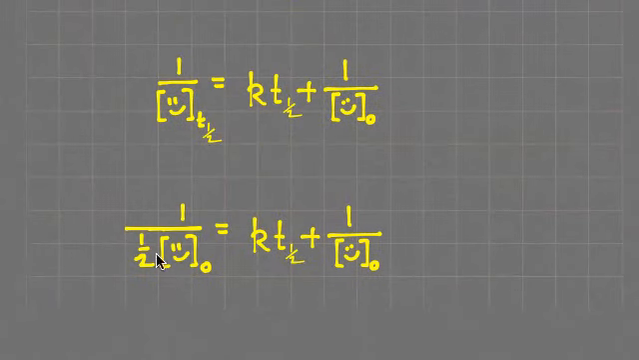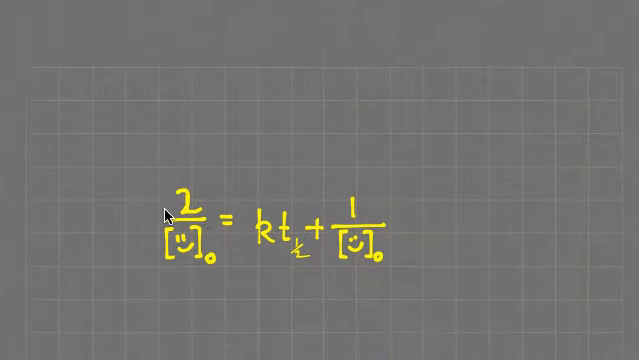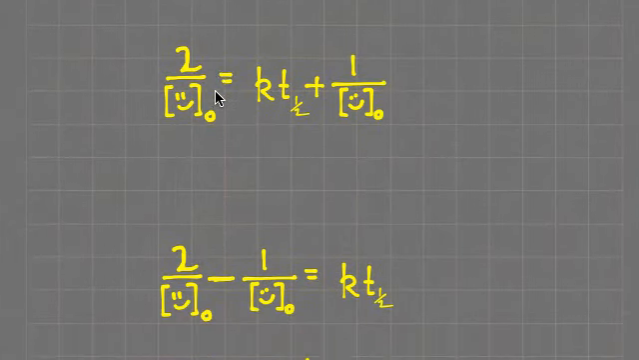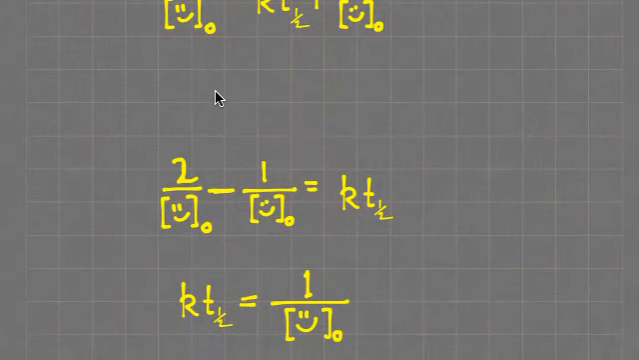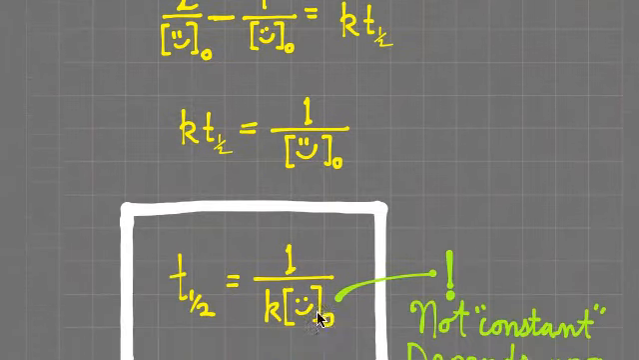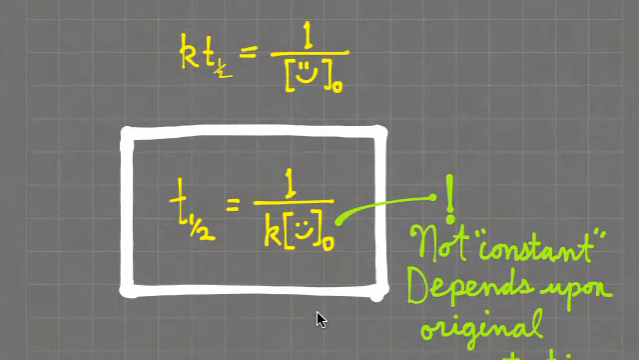Oh, I see what I did. I took the 2 upstairs. Then let me get those two terms together. Bring this term over to this term. And that's 2 over smiley original minus 1 over smiley original gives 1 over smiley original. And my final answer is my half-life time is actually a function of the original concentration.